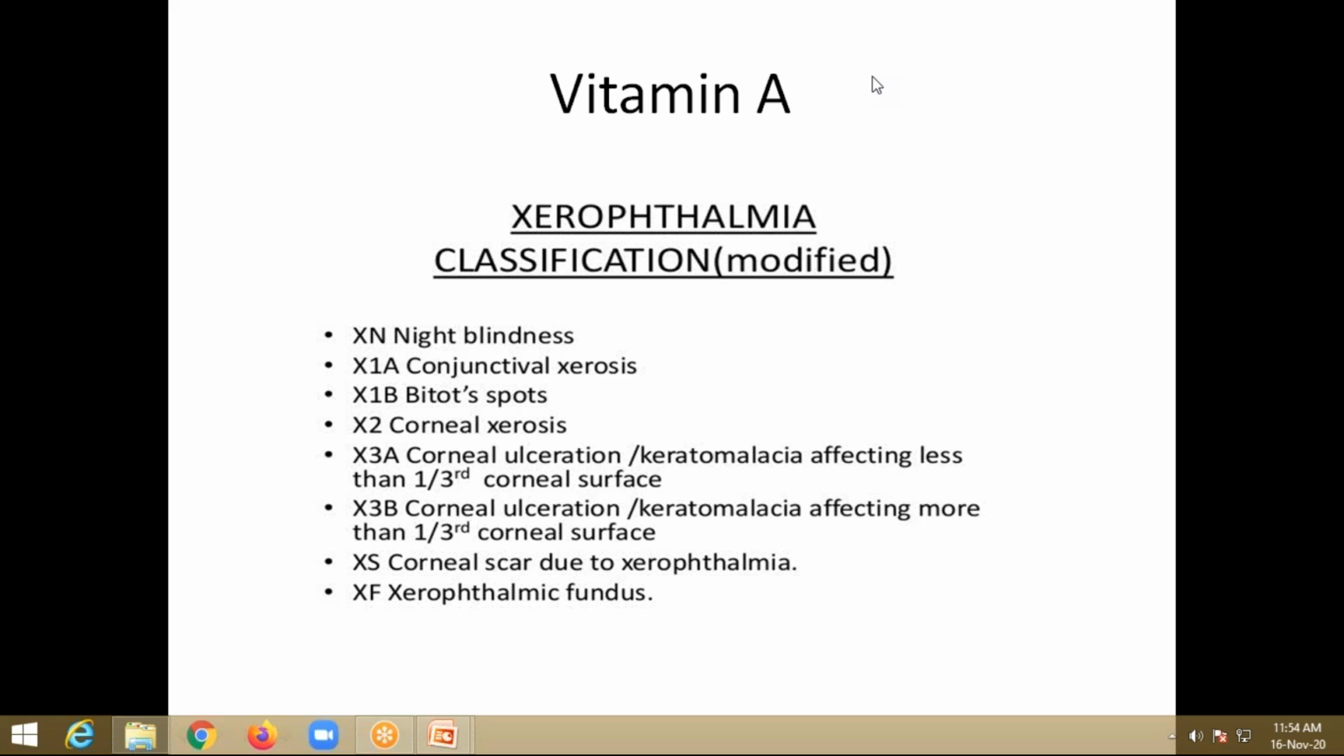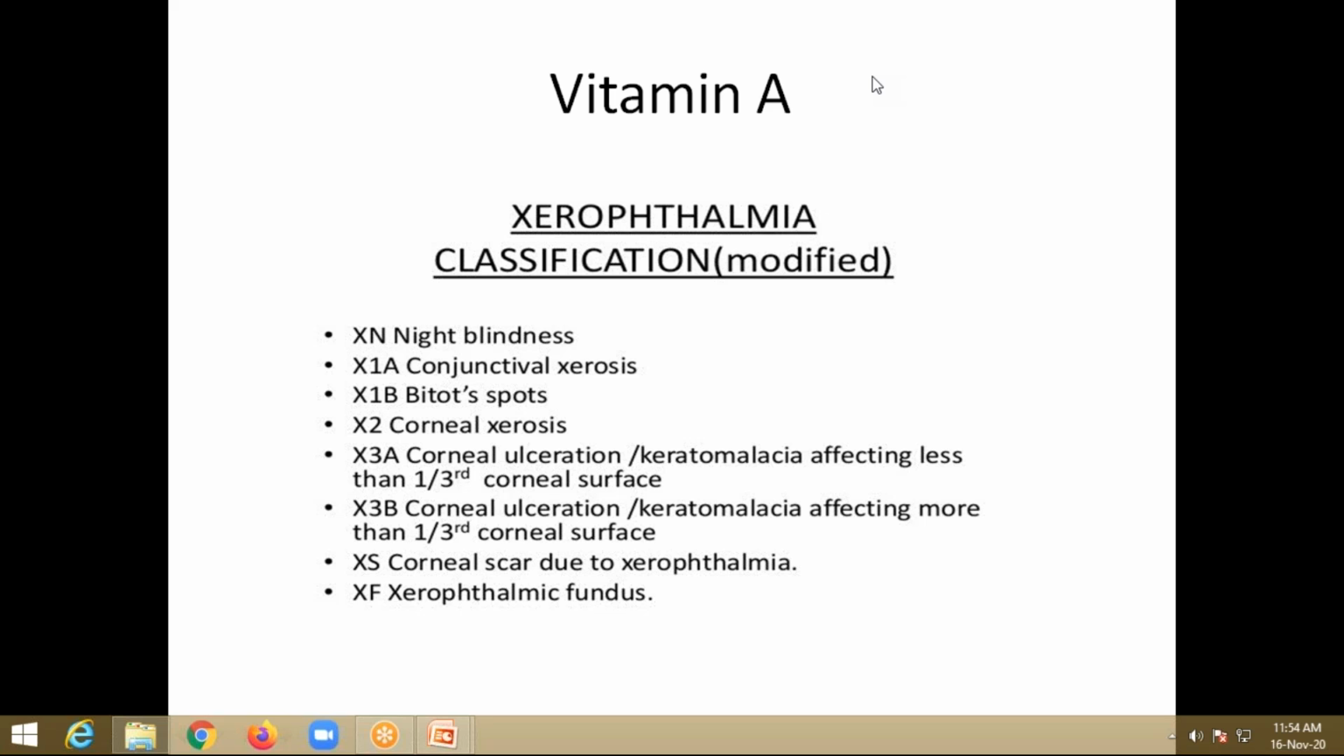So what happens in vitamin A deficiency? Vitamin A deficiency, if it is present, leads to repeated infections. Infections are the most common cause of death in our country, and harmful infections like measles occur during vitamin A deficiency. It leads to night blindness, and there is a defective dark adaptation time. So what are the clinical features of vitamin A deficiency?